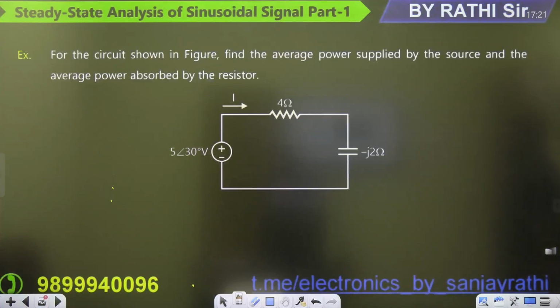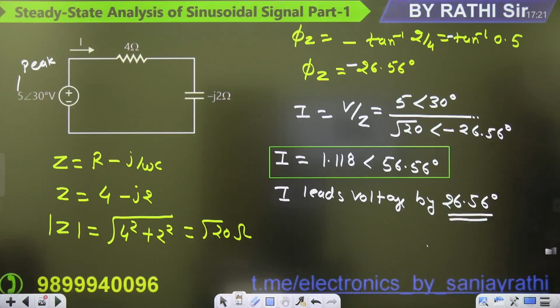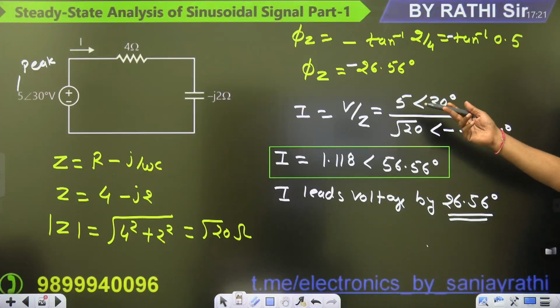So what is the procedure? First of all, find the Z. Z is R minus j omega C, 4 minus j2. Magnitude will become root 20. Angle will become minus 26.56. Then I will become V by Z. That is simple. It is in polar form. V in polar form, Z in polar form, I in polar form. Then I leads voltage by 26.56, and that's why it is called leading circuit.